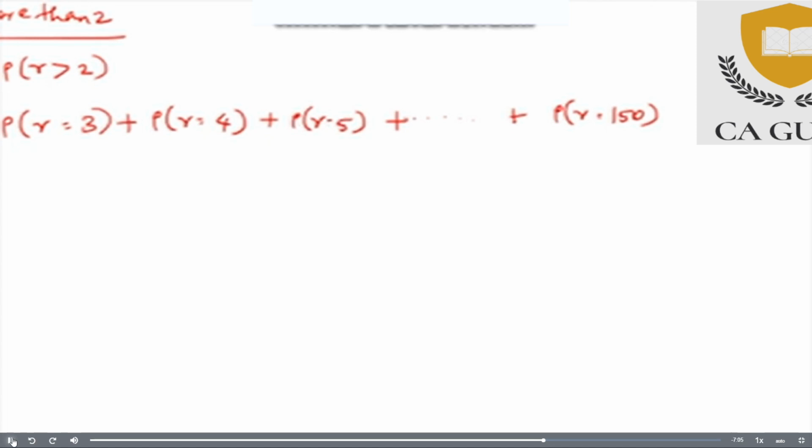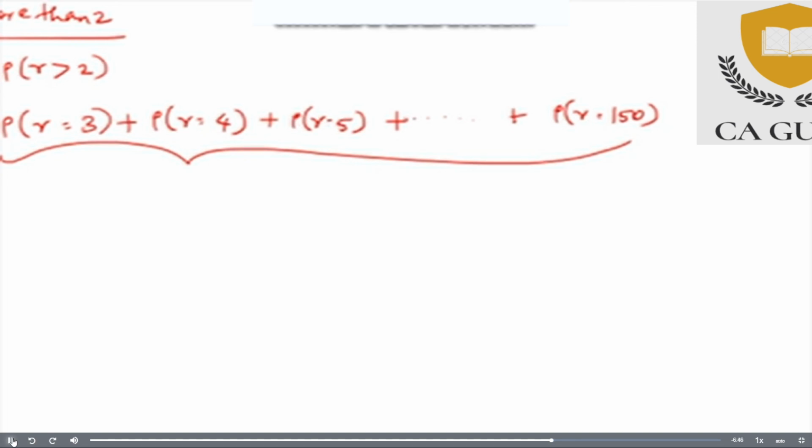Here it is talking about the exhaustive list up to 150. That is, it should not be less than 3. It should not be 2 or below. It should be 3 or above. This is what they are asking you to compute. But computing this is a little too much, right? You cannot compute one by one. It's going to be cumbersome. The very point of a Poisson distribution is defeated.